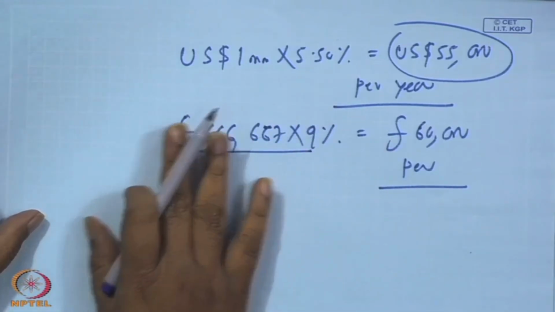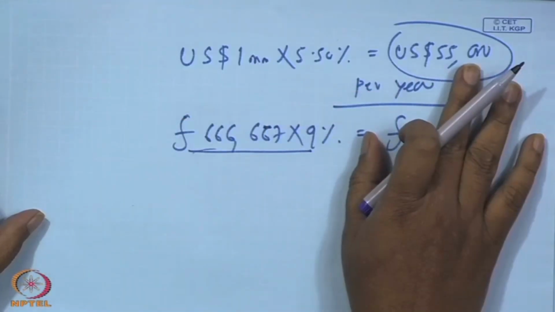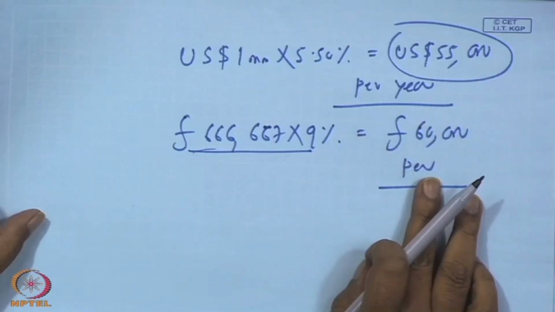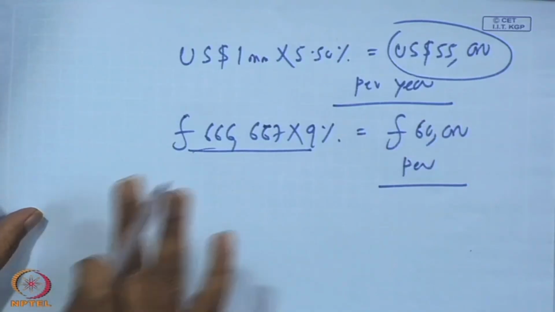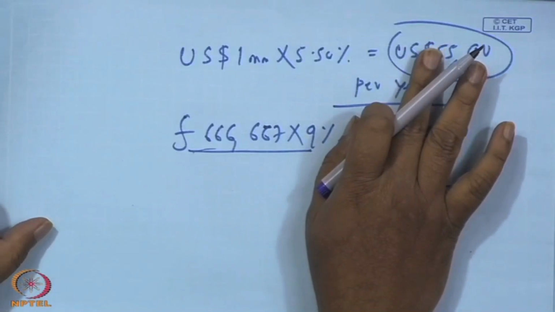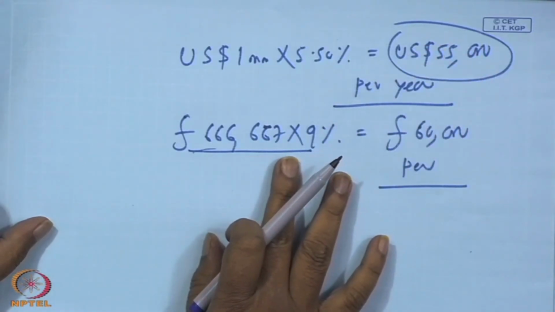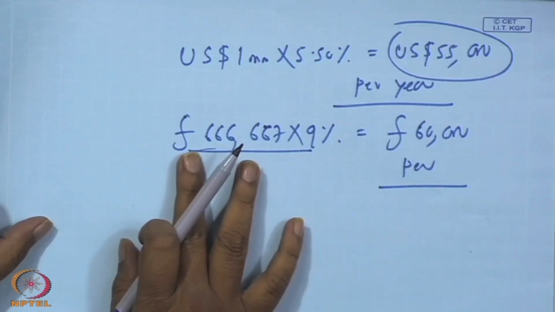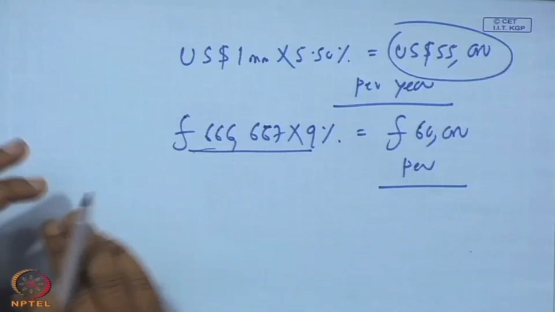The two parties will transact the cash flow every year: $55,000 and 60,000 pound sterling in the form of interest. At the end of 5 years, $1 million US and 666,667 pound sterling will be exchanged as per the principal exchange.